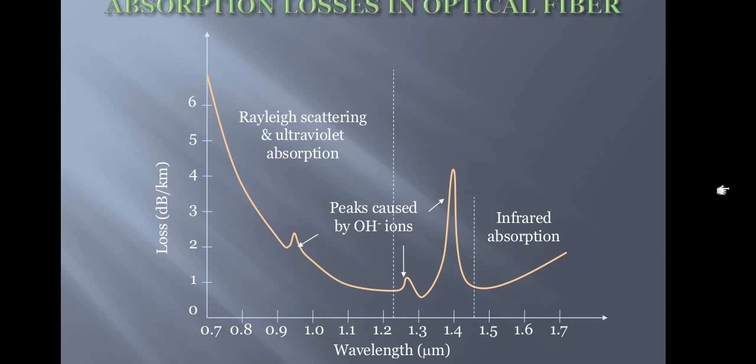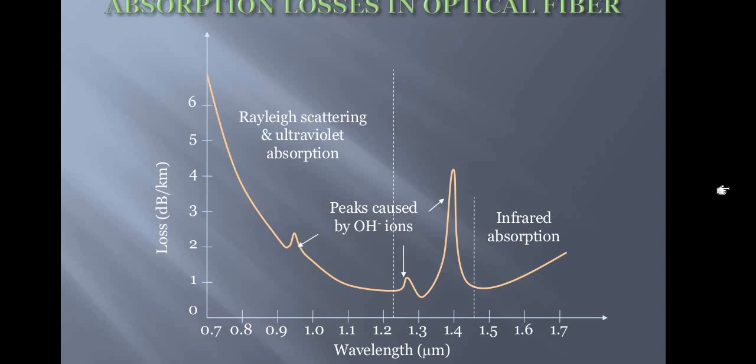Because of the presence of OH minus ions, you will get peaks in the graph and you will get the losses. Because of that, you have ultraviolet absorption and infrared absorption. Because of all these parameters, you will get the losses, right? So absorption loss we have explained with the help of the graph, and we have shown how it works and what parameters it depends on.